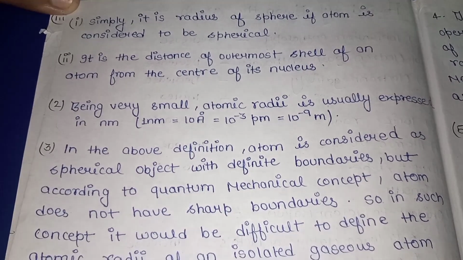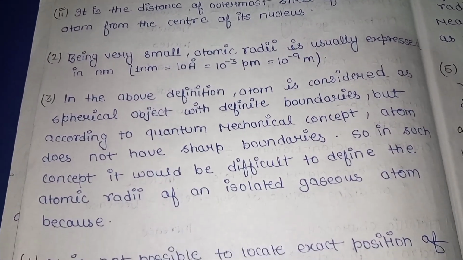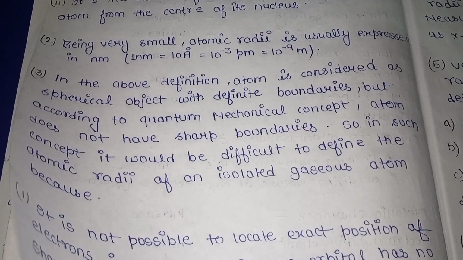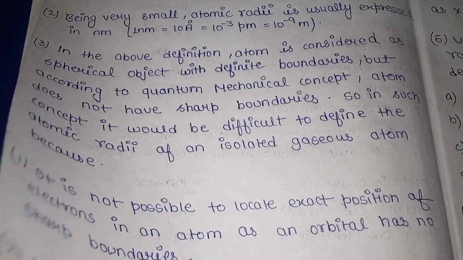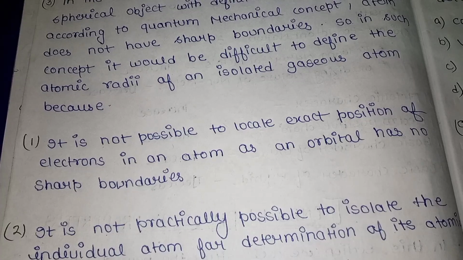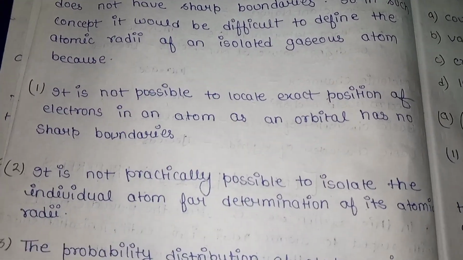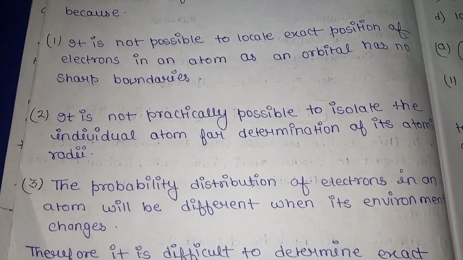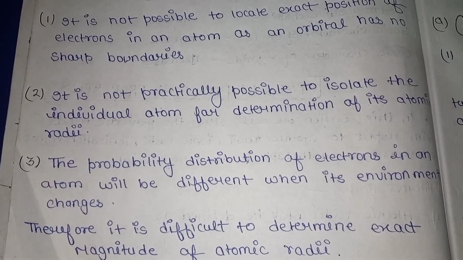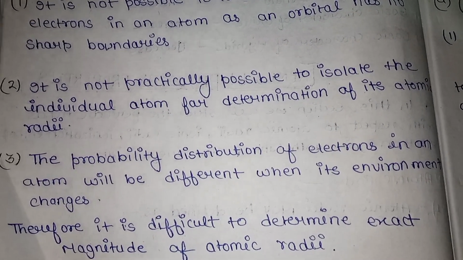In the above definition, the atom is considered as a spherical object with definite boundaries, but according to the quantum mechanical concept, an atom does not have sharp boundaries. In such a concept, it would be difficult to define the atomic radius of an isolated gaseous atom, because it is not possible to locate the exact position of electrons in an atom. As an orbital has no sharp boundaries, it is not practically possible to isolate the individual atom for determination of its atomic radius. The probability distribution of electrons in an atom will be different when its environment changes. Therefore, it is difficult to determine the exact magnitude of atomic radius.